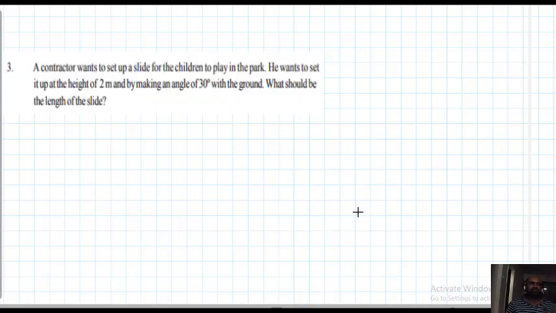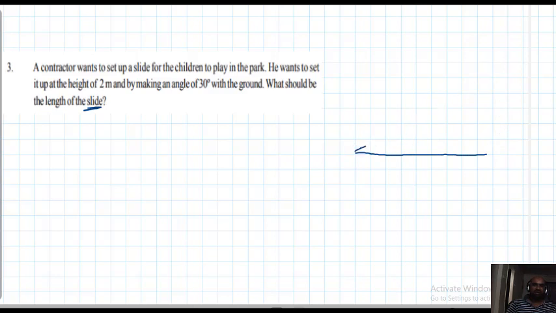Okay, students. So next, the third problem. A contractor wants to set up a slide for the children to play in a park. He wants to set it up at a height of 2 meters, making an angle of 30 degrees with the ground. What should be the length of the slide? Okay, so this is the ground.